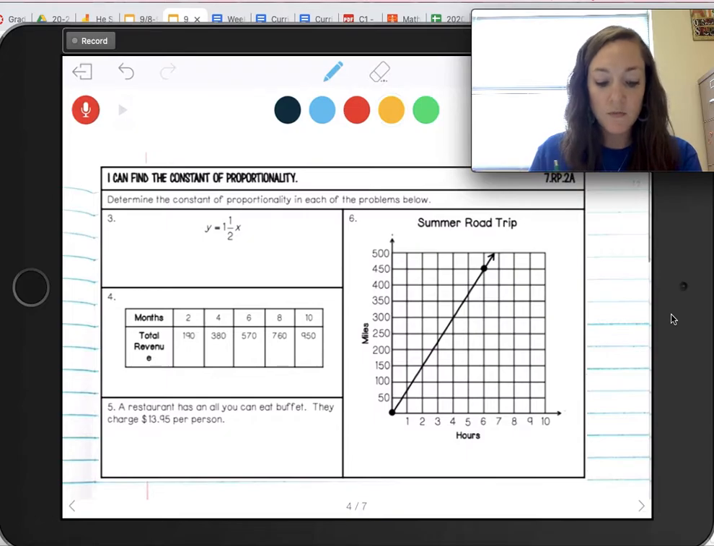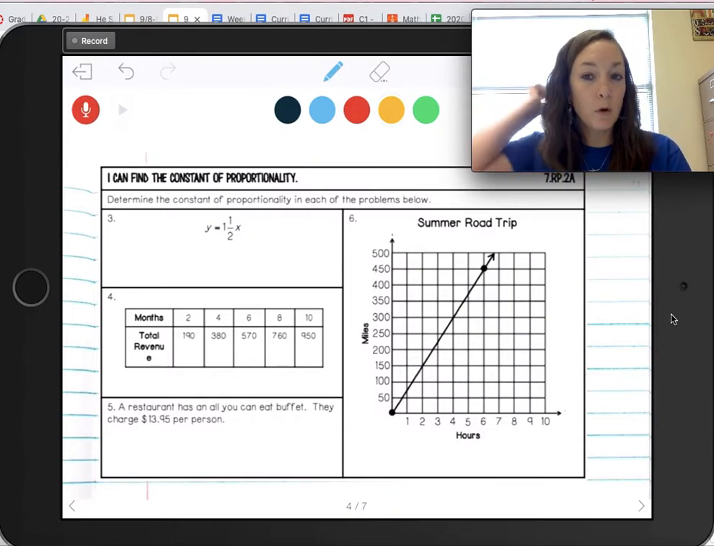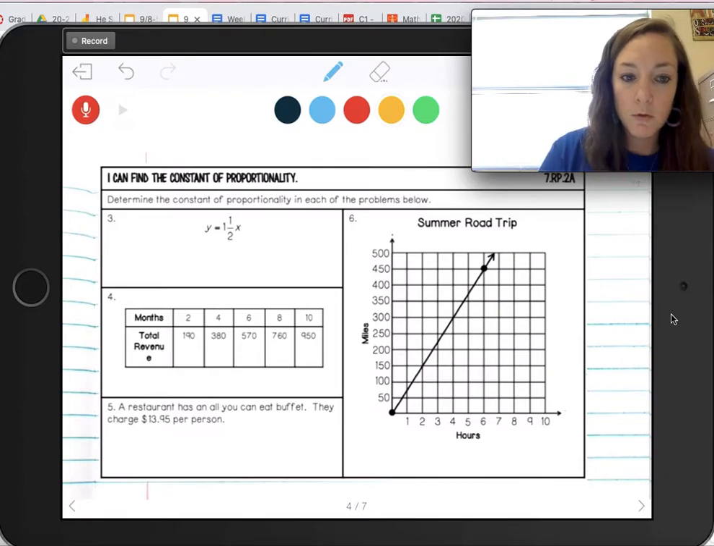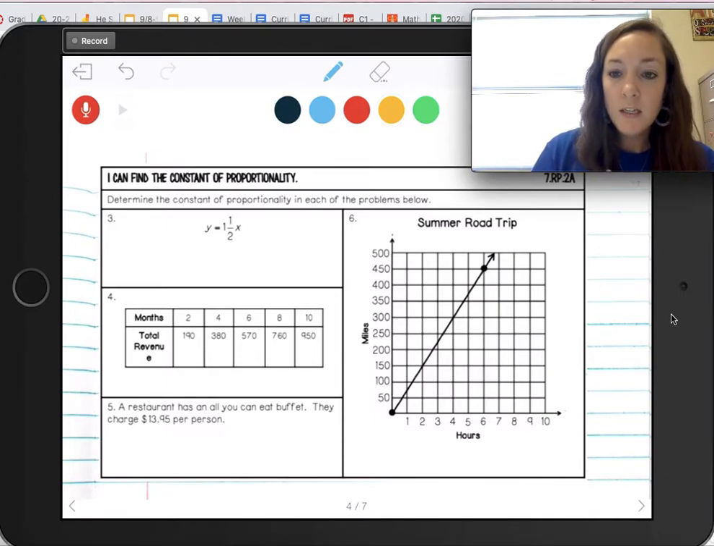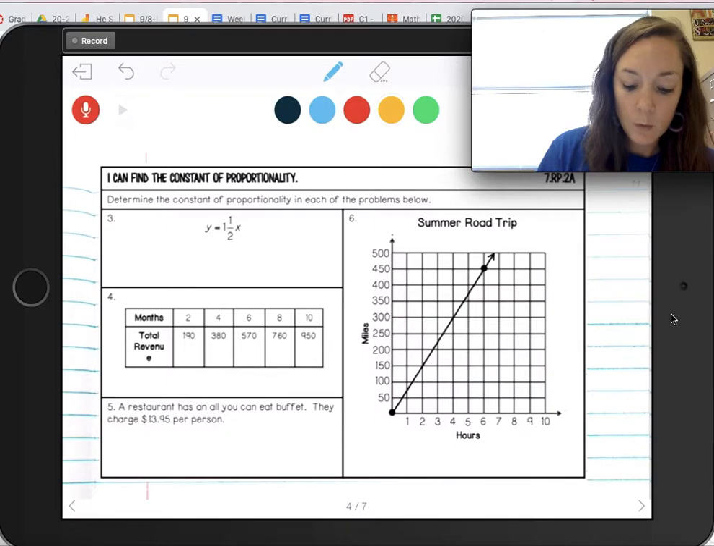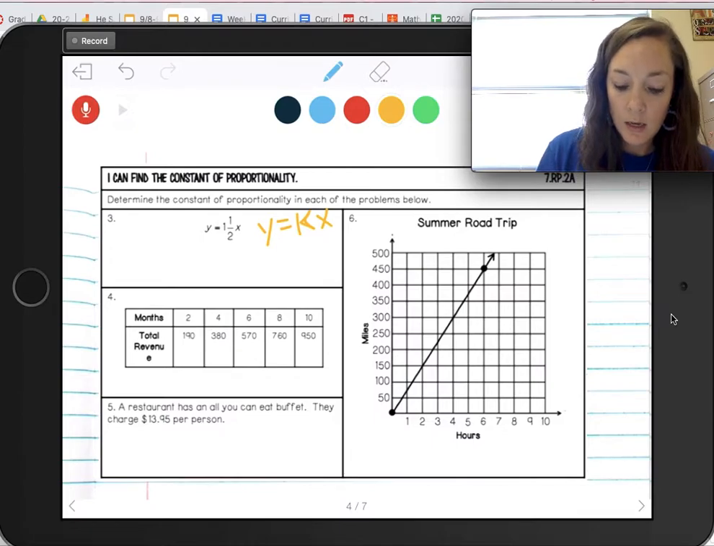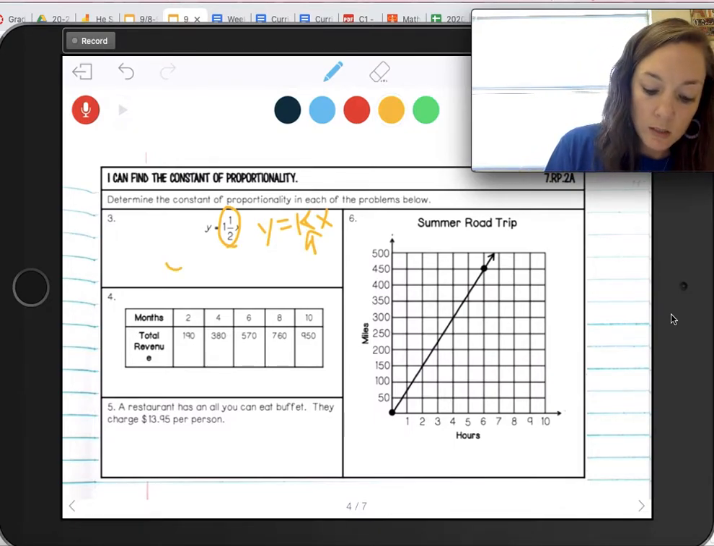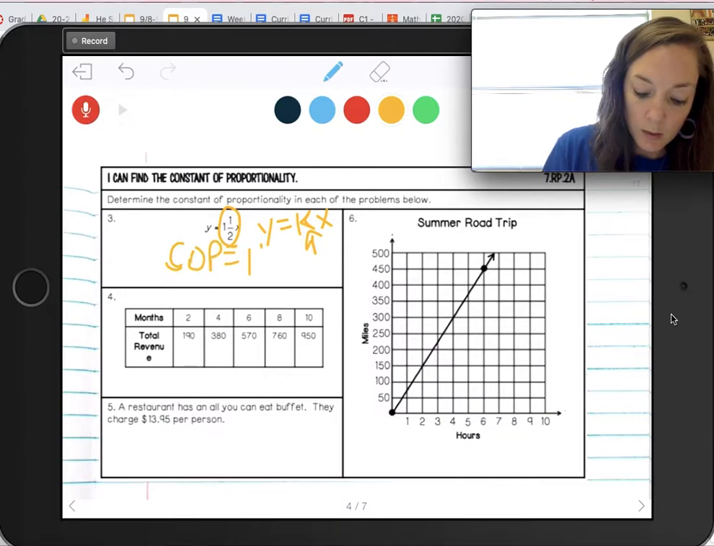Now let's practice finding the COP in all 4 representations. So we have an equation for number 3 here, and we need to find the COP. We know that the format for a proportional equation is y equals k times x, and k is our COP. Well, what is the number that is constant for this equation? 1.5. So the COP is equal to 1 1/2.